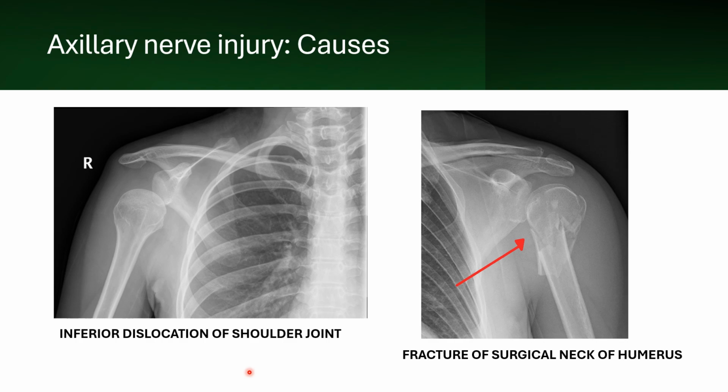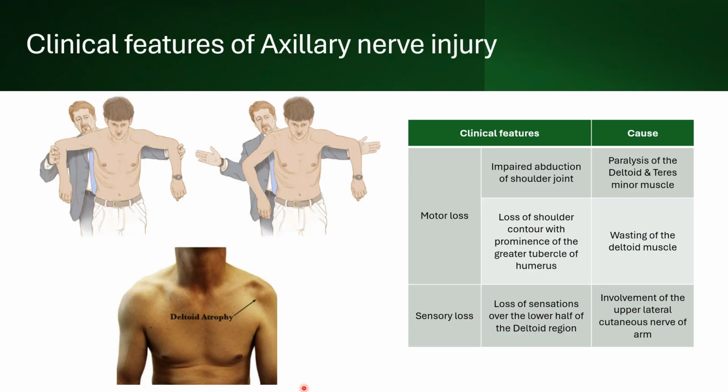The axillary nerve can be damaged in inferior dislocation of shoulder joint as well as fracture of the surgical neck of humerus. So these two are the common causes for the axillary nerve injury. Now let's look at the clinical features of axillary nerve injury.